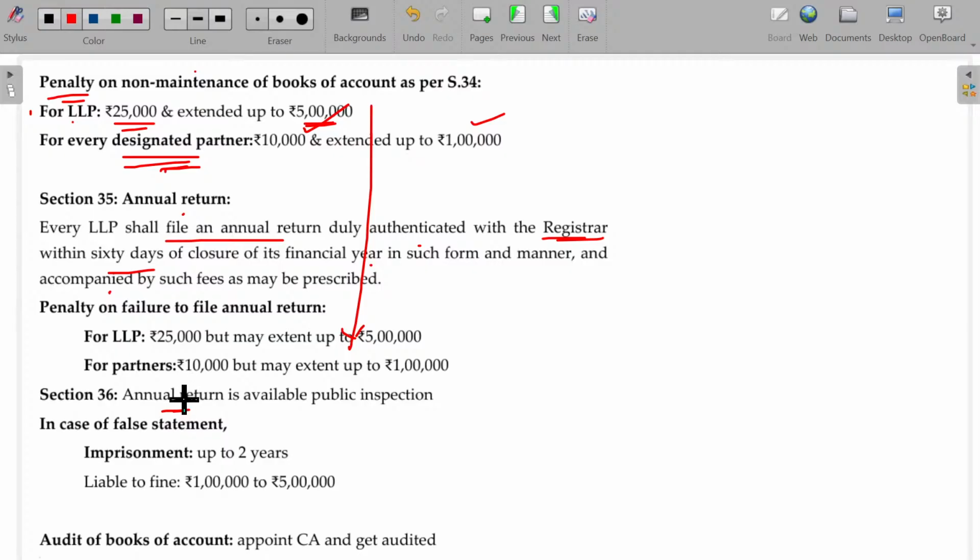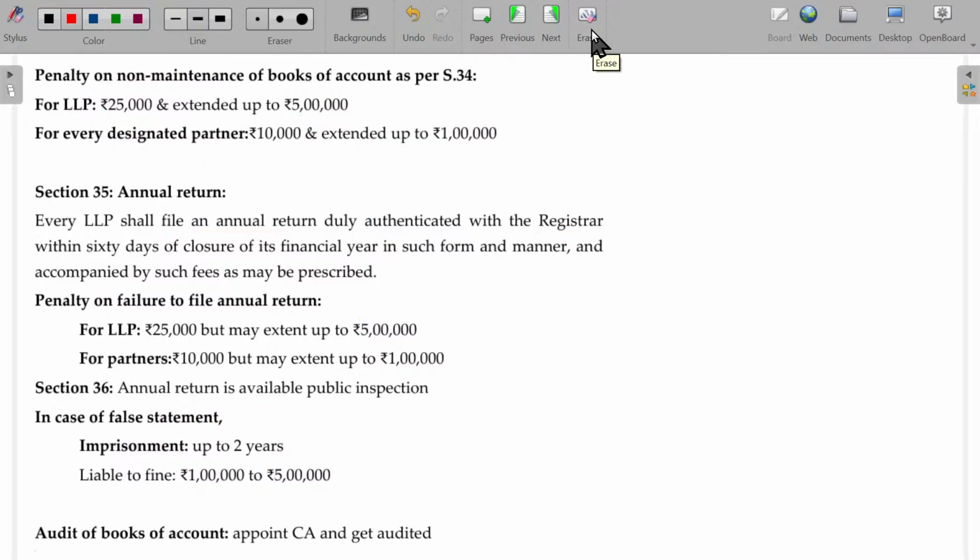If you are not allowing this for public inspection, or if you are stating wrongly to the public for inspection, there will be chances of imprisonment for 2 years and the liability for paying the fine is anywhere between 1 lakh to 5 lakhs. And not only that, your books of accounts should also be audited.